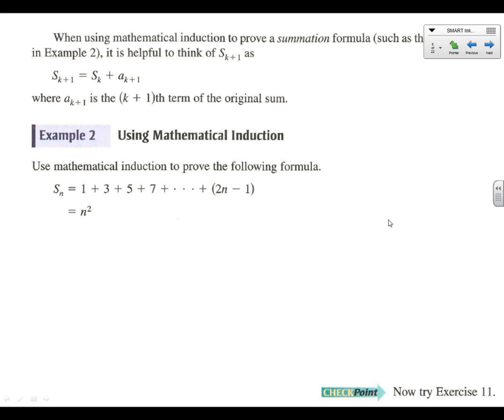Okay, so now we're going to move into the proof side of things. So all of these proofs have 2 steps. First step.